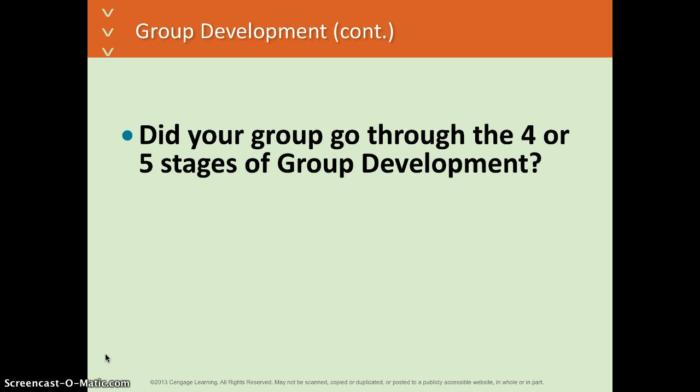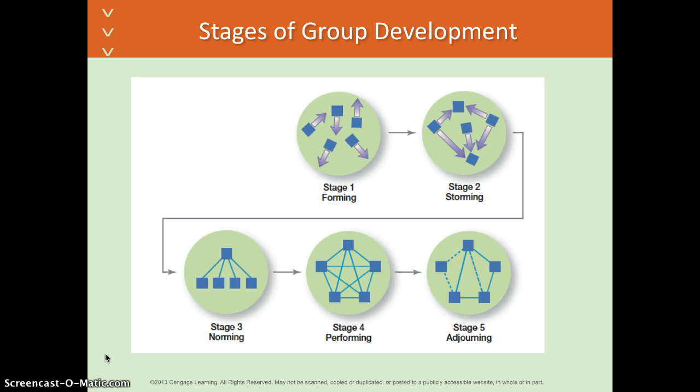Thinking about some questions. Any group you've been in, did you go through 4 and continue, or did you go to stage 5 and adjourn? Think of some examples. This is a visual of what the group starts to look like.